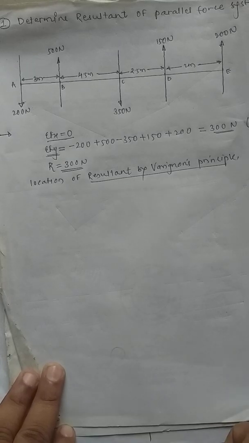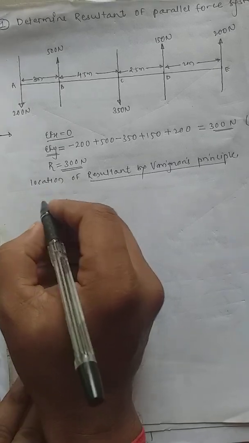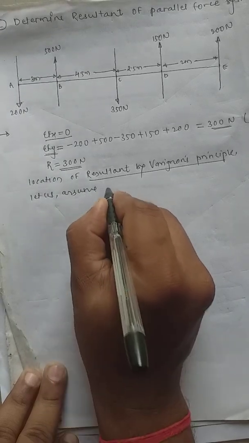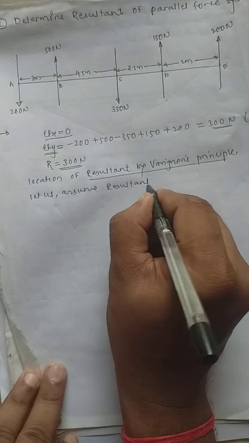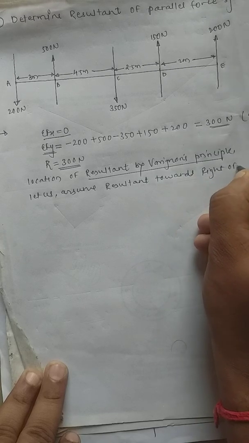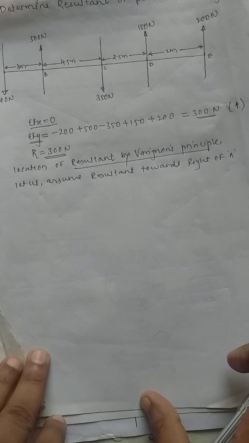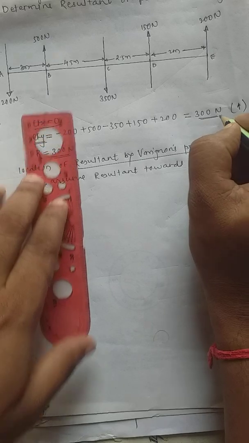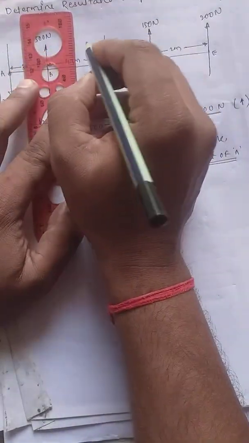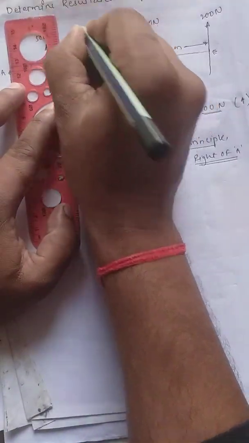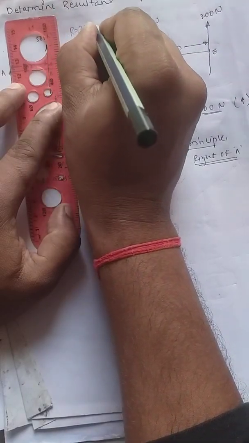Okay, so while locating the resultant by using Varignon's principle, first of all we'll assume the resultant towards the right side of A. We'll assume any direction, but we have considered here that the resultant will be on the right side of point A. Now the resultant is 300 upward, so we have assumed it is towards the right side of A. Resultant is upward, so this is the resultant R, equal to 300 Newton.